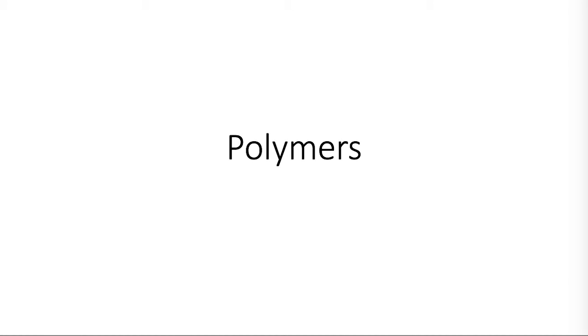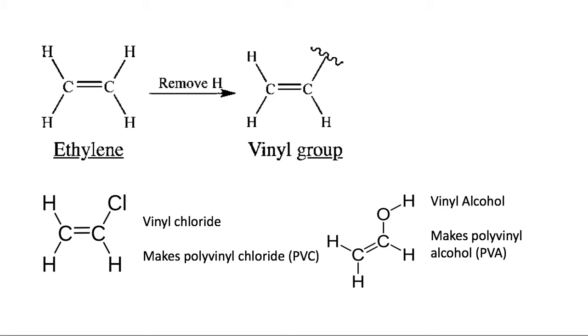Okay, so some of the concepts that we need to keep in mind is what a vinyl group is. So we're going to be working a lot with ethylene, and here you have the molecular structure of ethylene, and once you remove a hydrogen, it becomes a vinyl group. So this is really important to make polymers.